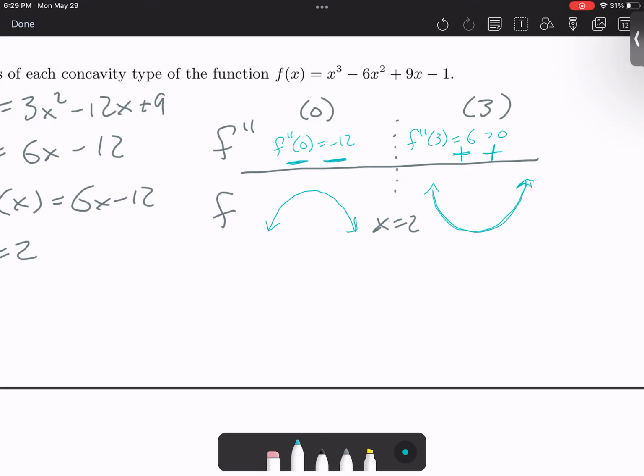All right, so our function is concave down until 2, and then it switches. So we have what's known as a point of inflection right there to concave up, right? That looks like a cubic function.